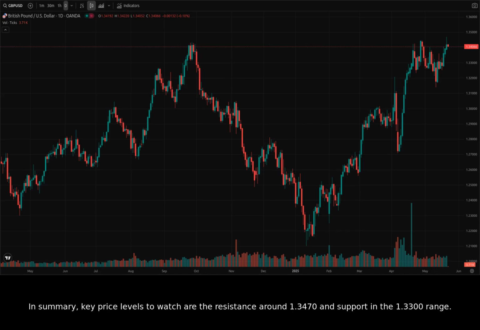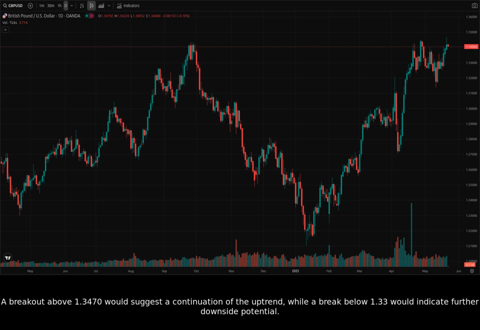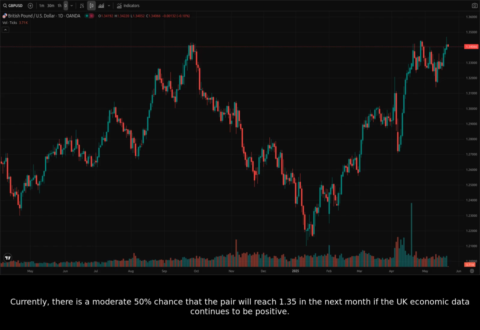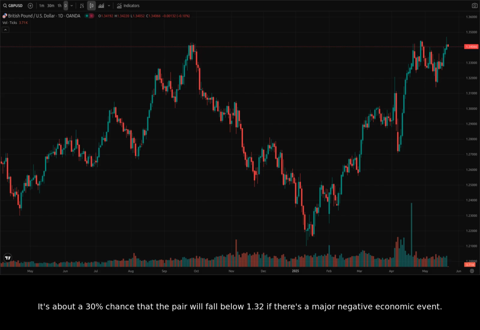In summary, key price levels to watch are the resistance around 1.3470 and support in the 1.3300 range. A breakout above 1.3470 would suggest a continuation of the uptrend, while a break below 1.33 would indicate further downside potential. Currently, there is a moderate 50% chance that the pair will reach 1.35 in the next month if the UK economic data continues to be positive. It's about a 30% chance that the pair will fall below 1.32 if there's a major negative economic event.